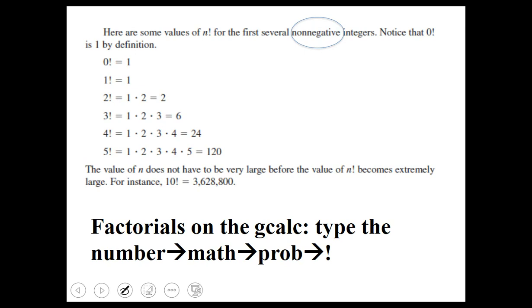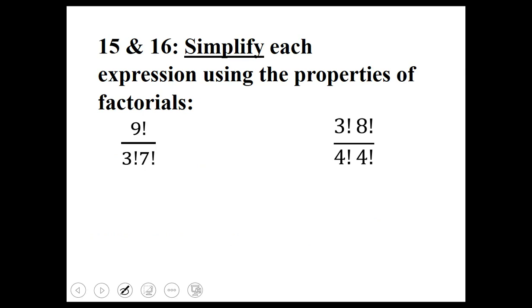There is a way to do these factorials on the graphing calculator. If you want to practice, you would type whatever number you're looking for, then press the math key, then right arrow over to the probability option, and then choose the exclamation point, and that will evaluate any factorial that you're looking for. A couple of different things you have to do with factorials. So in the previous example, you had to be able to use it as part of a sequence. The next thing you have to be able to do is simplify with it.